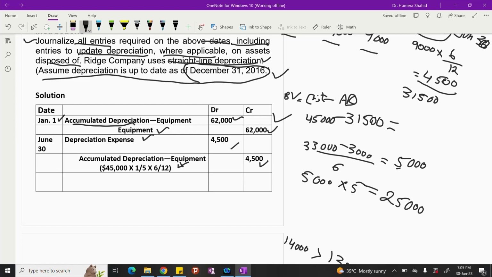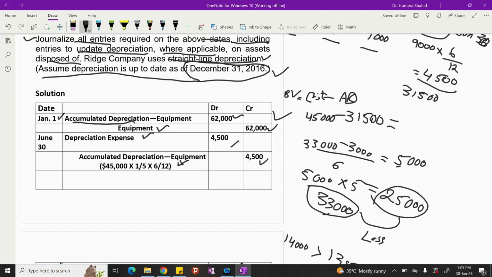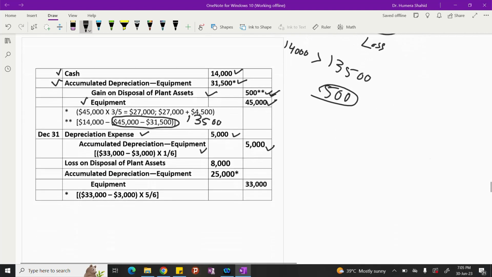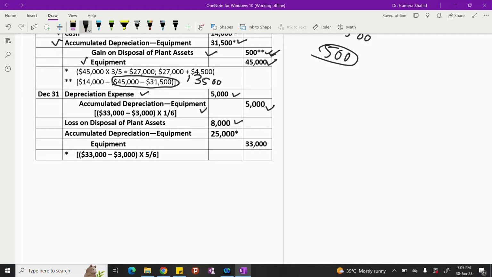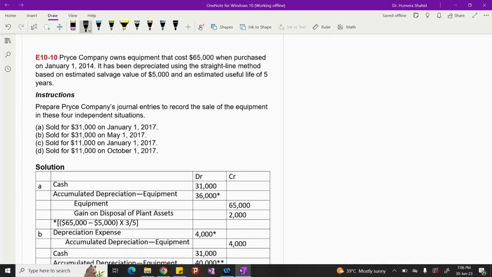25,000. So the cost for this truck was 33,000. We are discarding it, we are not even getting the salvage value, right? So it means that this was what we expected that we will be getting by using this truck, but we only utilized it for 25,000. So the rest is what? That's a loss for us because we are discarding it, we are not even selling it, right? So let's record the loss on disposal of the plant assets. That's 8,000. Accumulated depreciation will be removed because the equipment is going to be disposed of, 25,000, and equipment will be credited with 33,000.